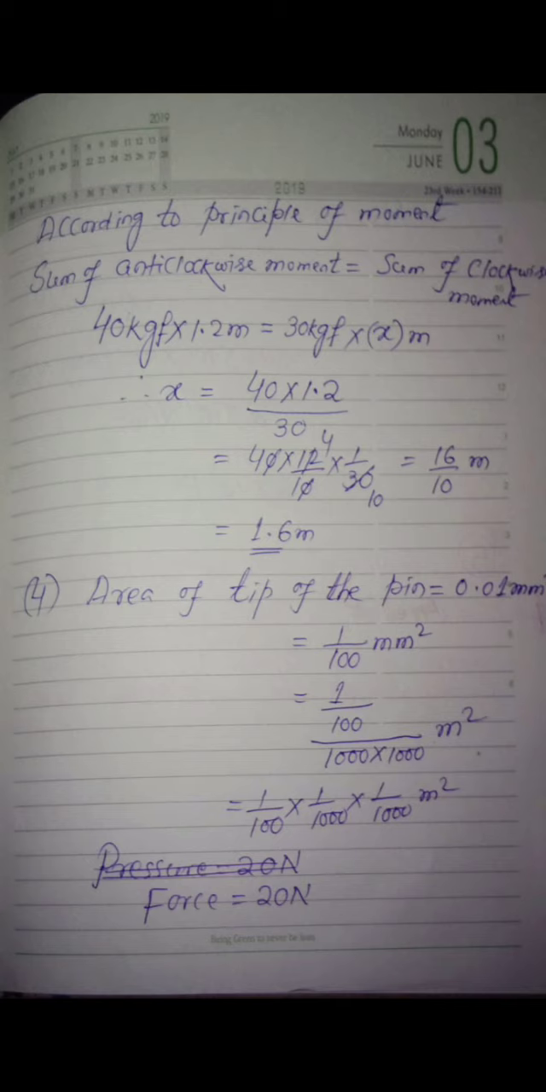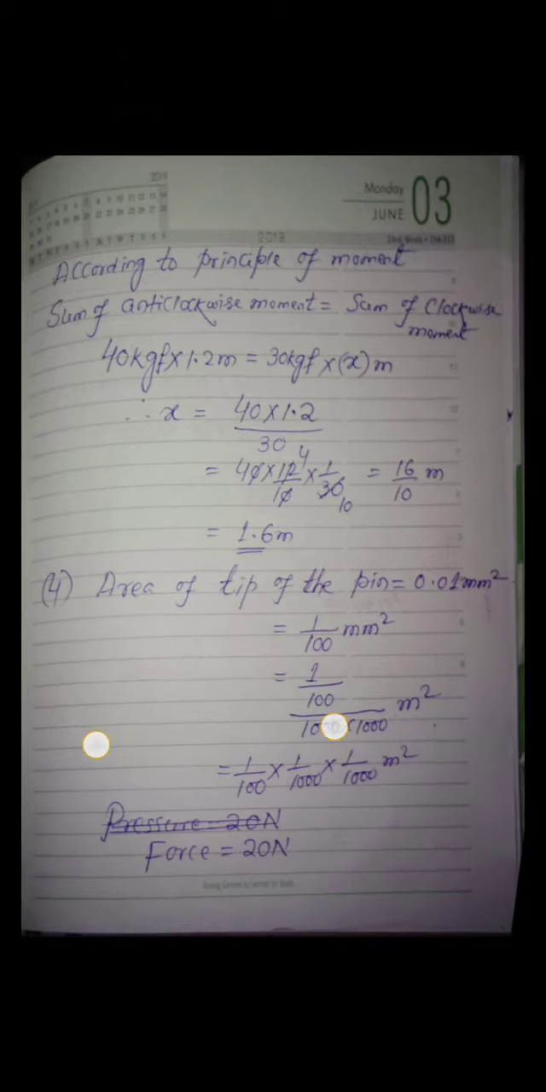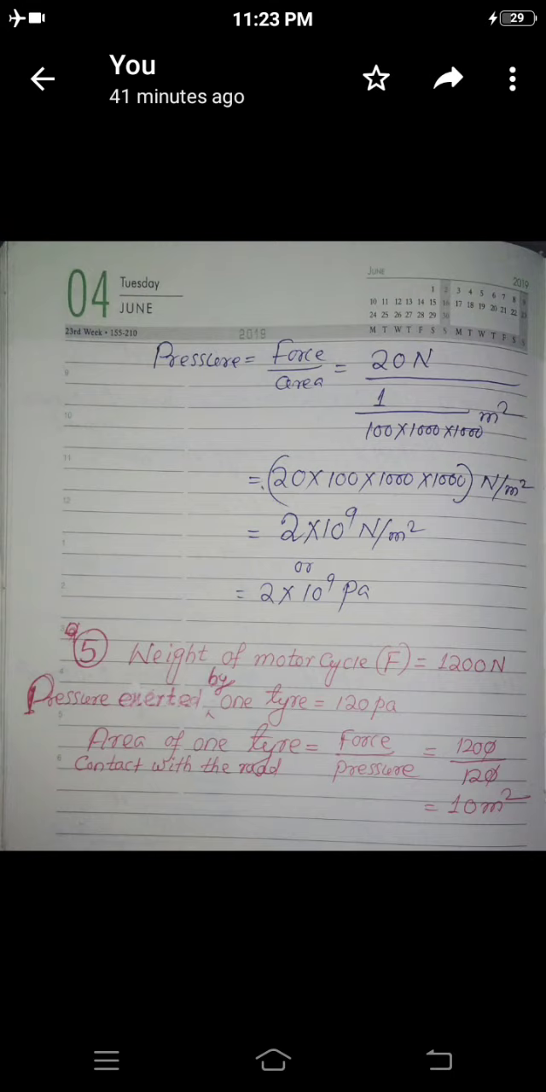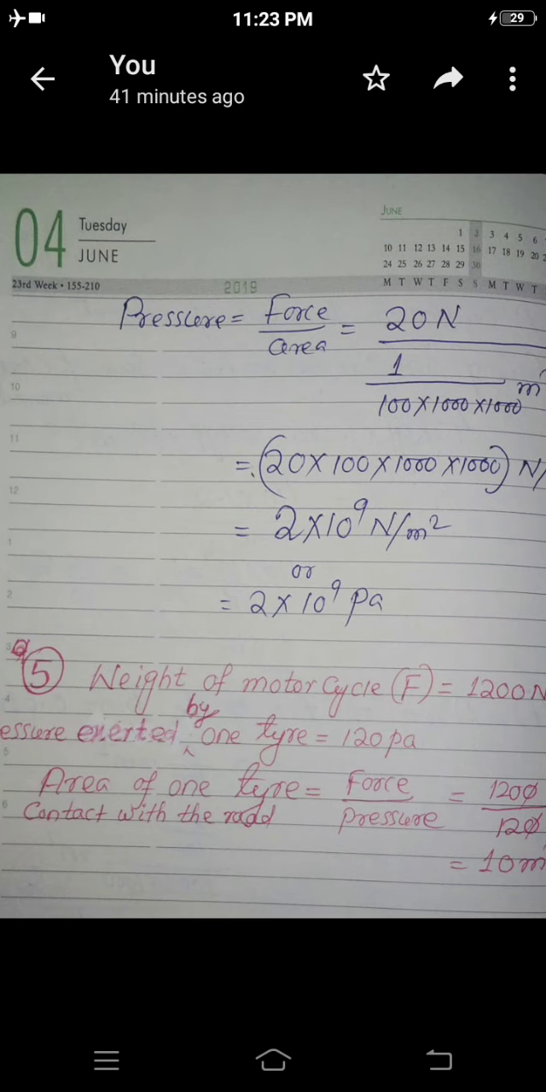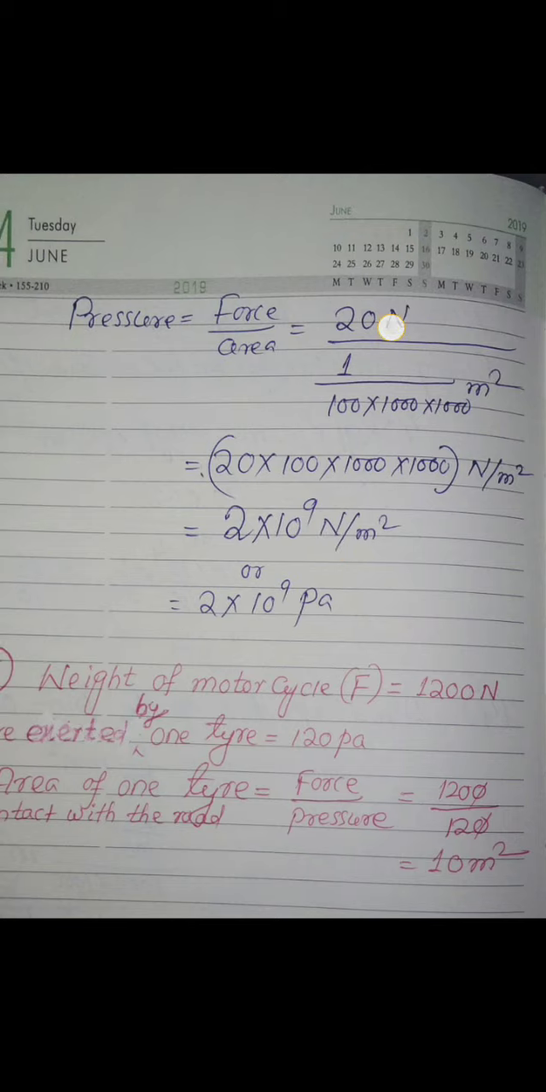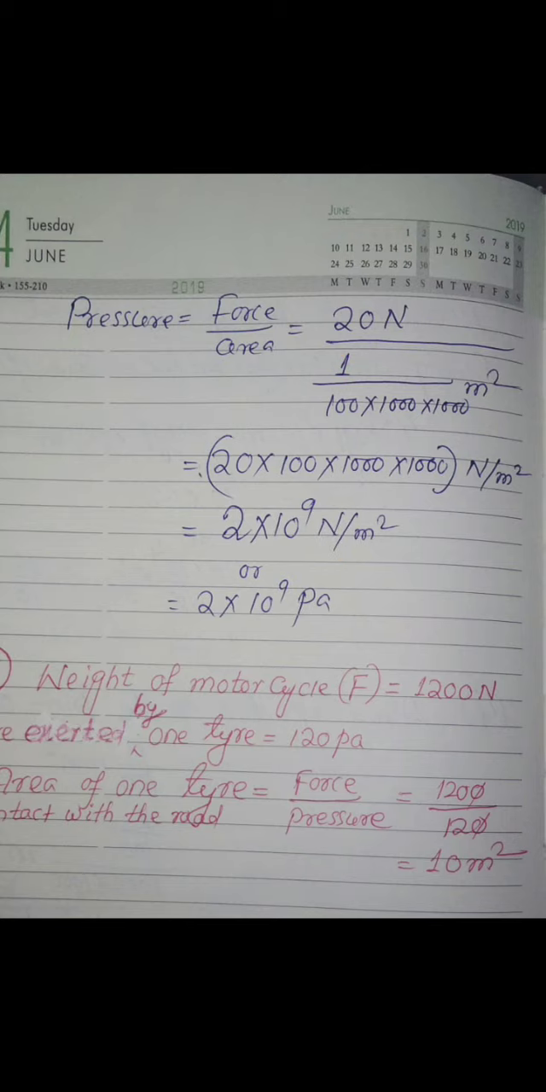Before going to calculate pressure, what is force? How much force is given? Force is given 20 Newton. Now come to pressure equal to force by area. How much force? 20 Newton. How much area is given? 1 by 100 into 1000 into 1000 meter square.